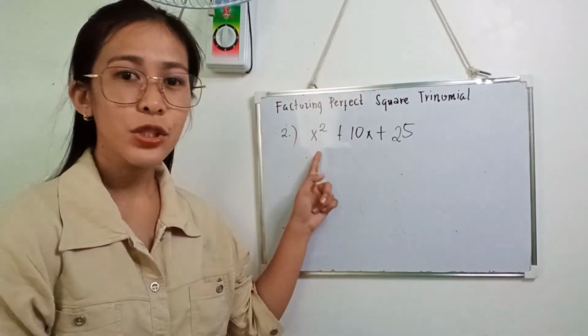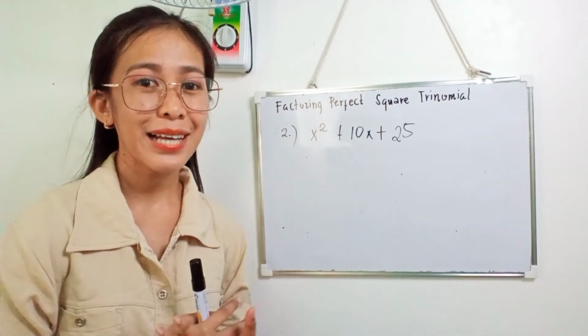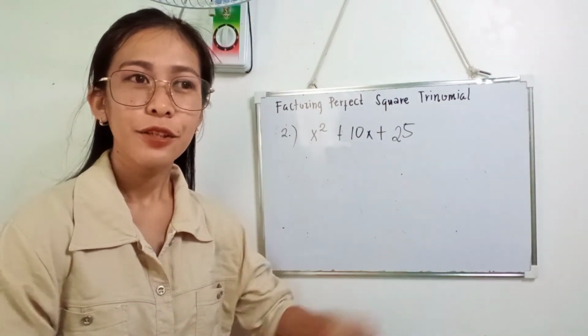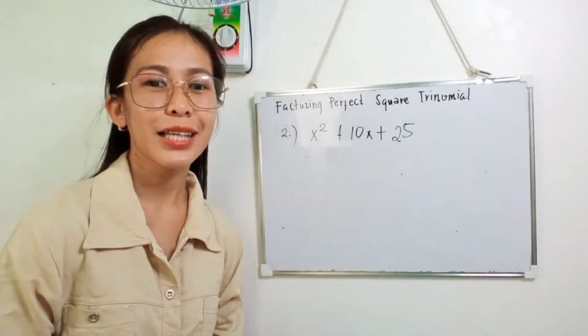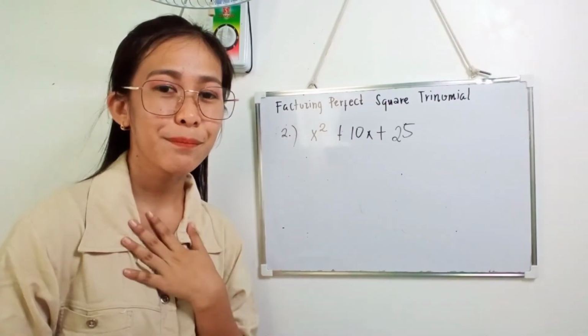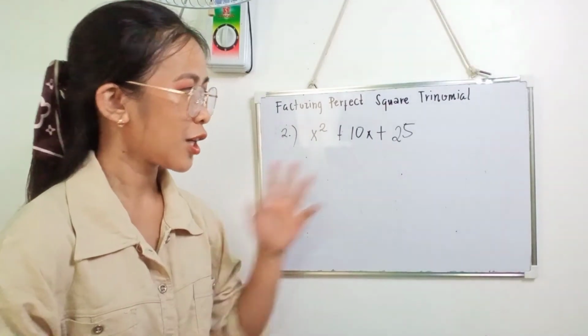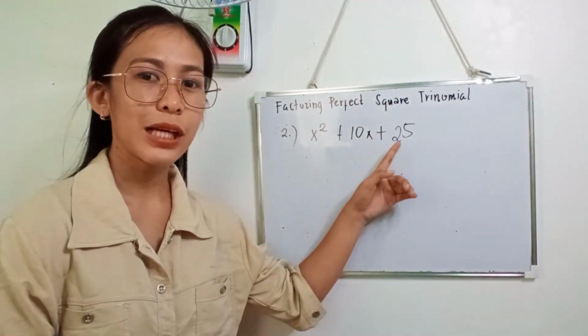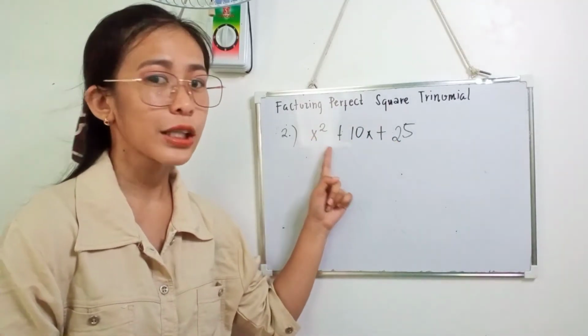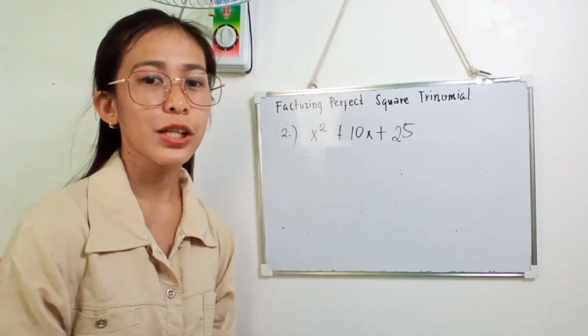So now take a look at our second example. We have x squared plus 10x plus 25. By that, dahil parehas plus yan, feeling ko alam nyo na kung anong gagamitin nating pattern or formula, which is dun sa binigay ko kanina, positive parehas. Okay? So ngayon, this is a perfect square trinomial kasi kita naman natin that 25 is a perfect square and of course, x squared is also a perfect square, right?